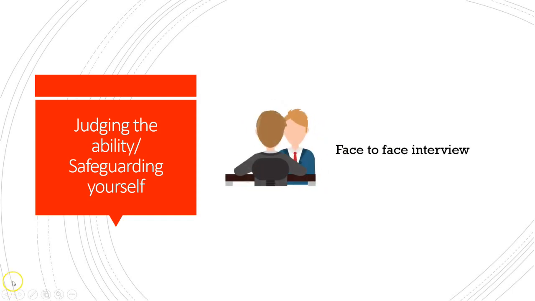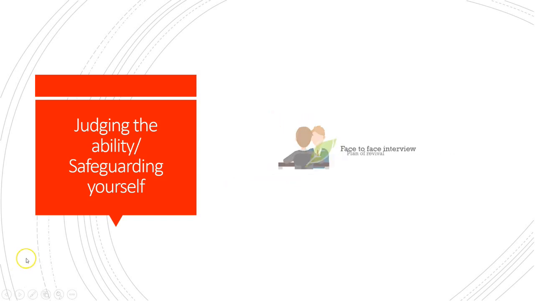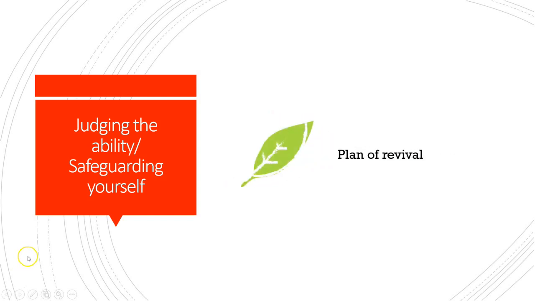Face-to-face interview. If you are convinced, then invite him to the branch for a face-to-face discussion and try to understand how much he saves monthly. Try to know if he can manage any other sources of income other than his ongoing line of activity. Plan of revival. Chalk out a plan of revival based on the discussions during the interview.